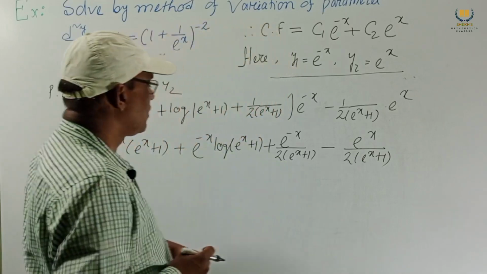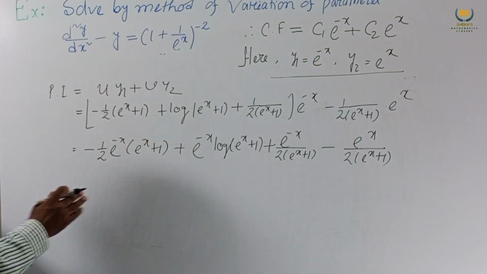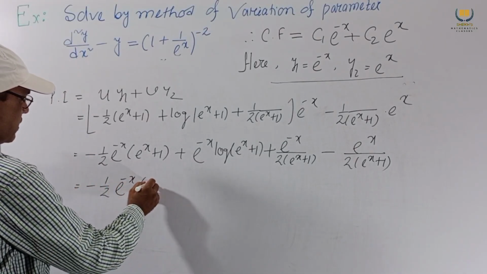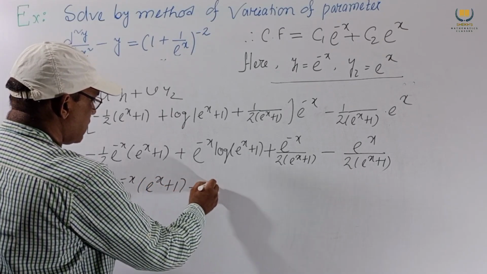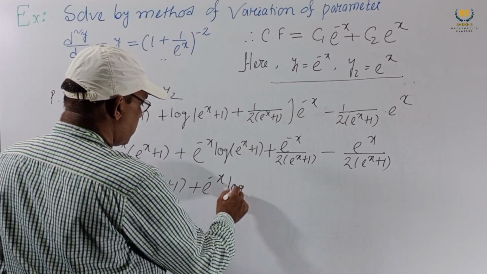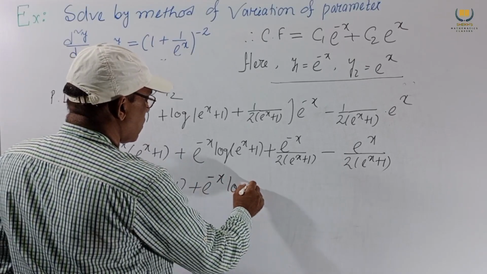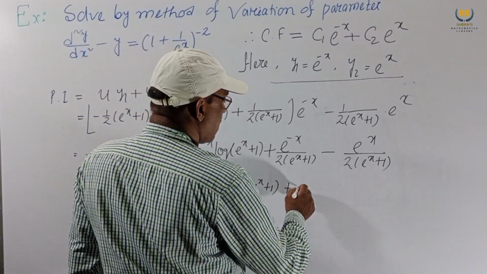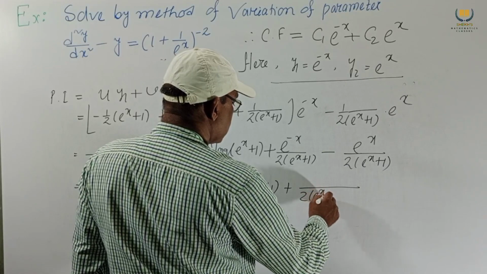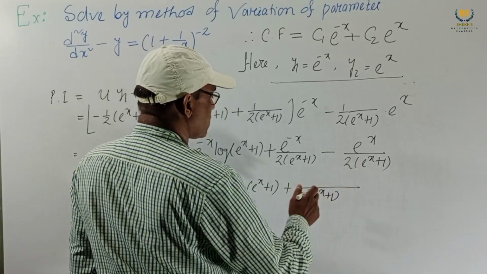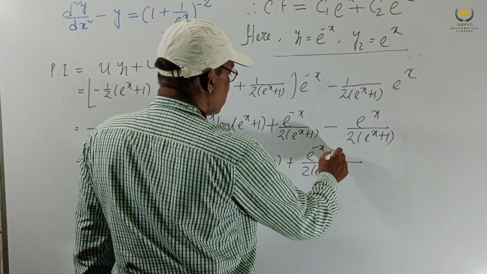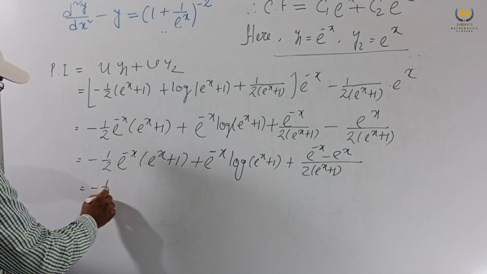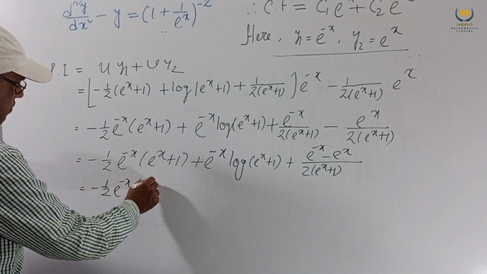Now these two terms remain the same: minus 1 by 2 e to the power minus x, e to the power x plus 1, e to the power minus x log of e to the power x plus 1. And from this, these two have LCM 2 into e to the power x plus 1, e to the power minus x, e to the power x. We get this. Now these two terms remain the same, 1 by 2 e to the power minus x, e to the power x plus 1.